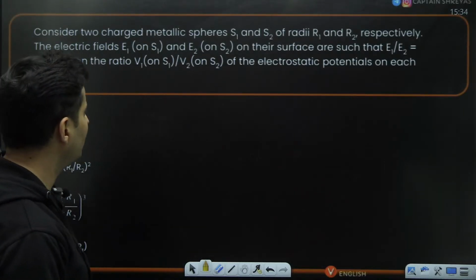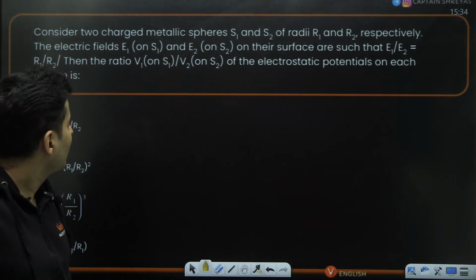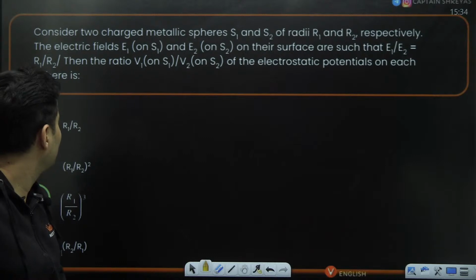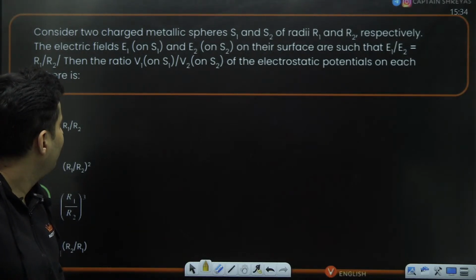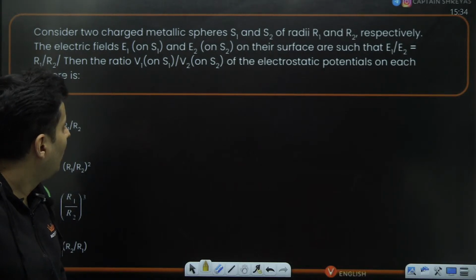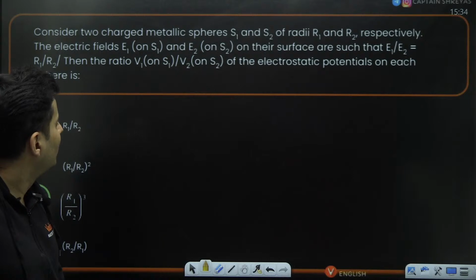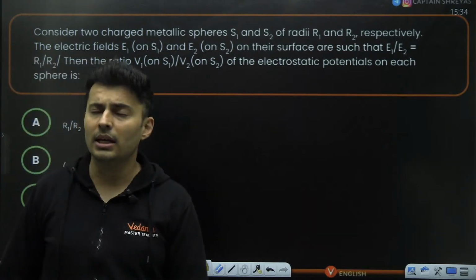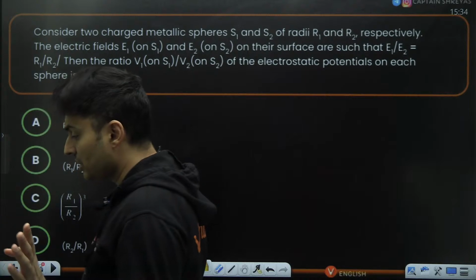Consider two charged spheres, metallic spheres, radius R1 and R2. Electric fields E1 on S1, E2 on S2, such that E1 by E2 is equal to R1 by R2. Then the ratio V1 by V2 of the electric potentials on each sphere will be. Okay, so the electric fields on the surfaces are such that E1 by E2 is R1 by R2. Okay, that means charges, nothing can be said. We do not know anything about the charges.